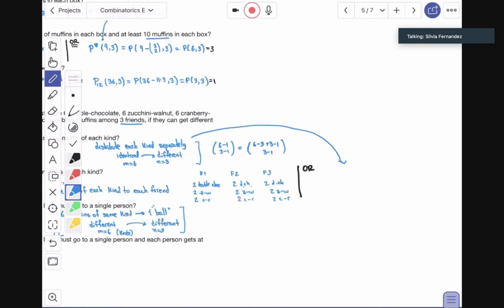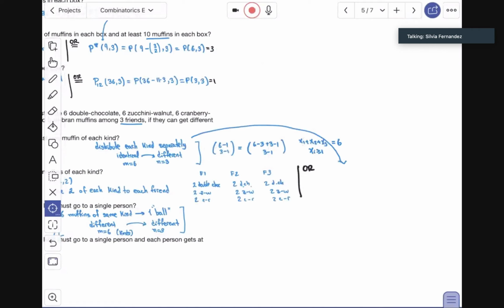This is like solutions to the equation x1 plus x2 plus x3 equals 6. You have 6 muffins. This is for each kind, right? So I have 6 muffins that are identical, and I need to distribute to friend 1, friend 2, friend 3. And in my first question, it was xi greater than or equal to 1. So this formula, which is in the table, comes from solving this equation, and it reduces to that one.